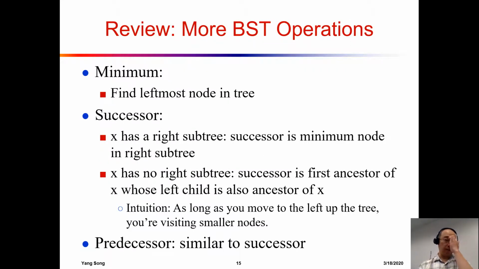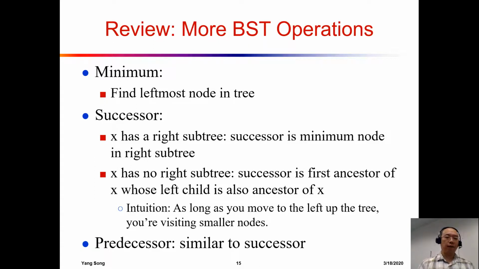Okay, so other operations. If you want to find the minimum of the binary search tree, it should be the root's left child, left child, left child, left child, left child. So you want to go all the way to the left side until there's no more space to go, and then you can grab the minimum. That is easy, and you can do the maximum in a similar way. Instead of always going to the left side, you always go to the right side.